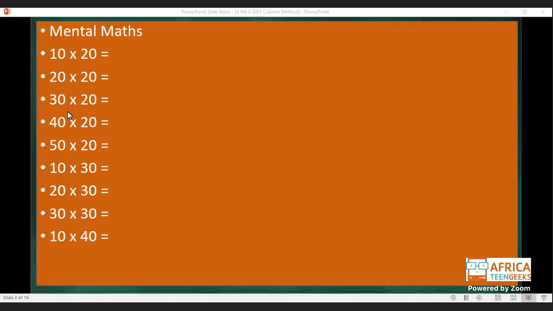3 times 2 is 6, and I add 2 zeros, so that gives us 600. Yes, move on to the next one. 4 times 2 is 8, and I add 2 zeros, which gives us 800. And the next one? 5 times 2 is 10, and I add 2 zeros, which gives us 1,000. Yes, well done. Thank you so much, Joda. Let Zoe finish. Even if you're not here, Joda, you didn't miss much, because I think I have also said this previously.